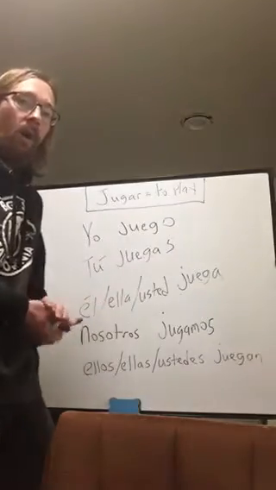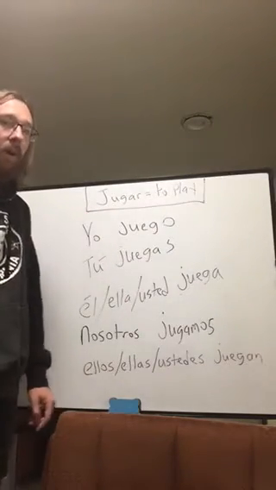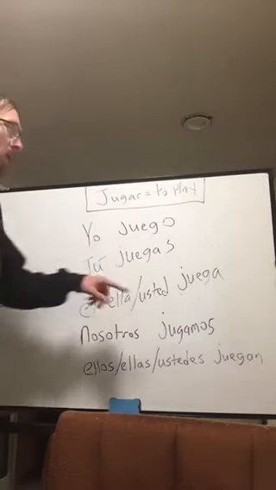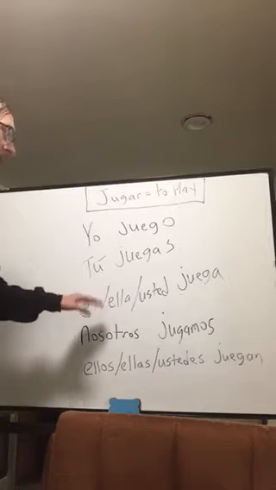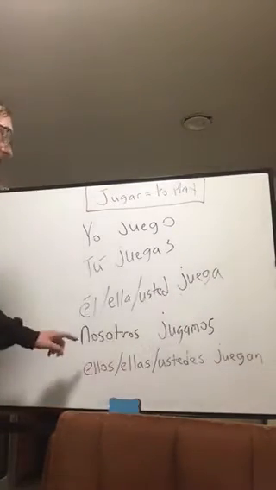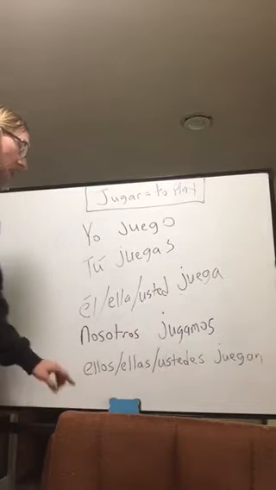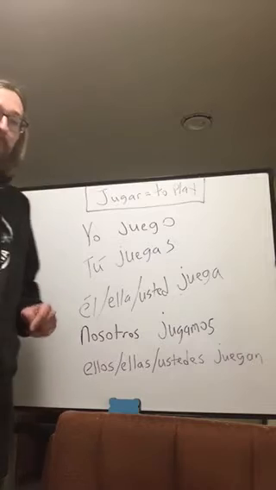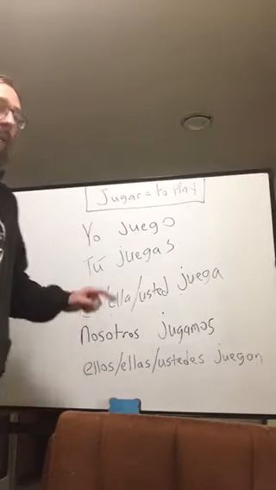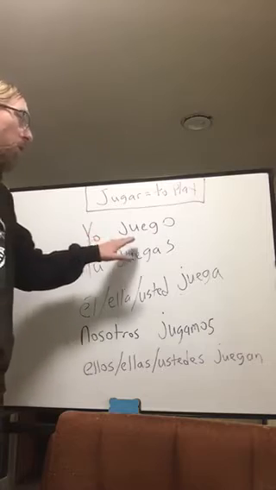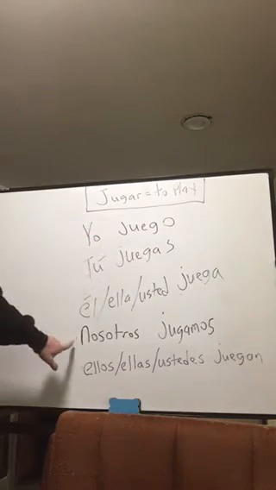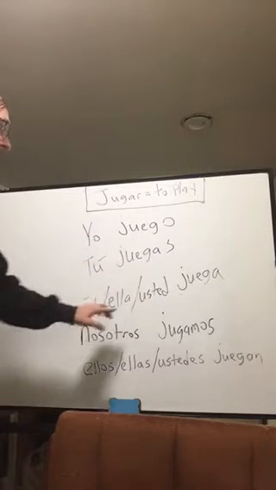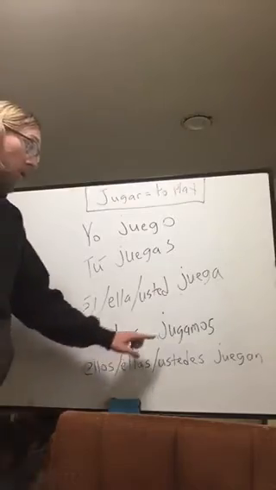Okay, so jugar means to play. And the conjugations of jugar are yo juego, tú juegas, él, ella, usted juega, nosotros or nosotras jugamos, and ellos, ellas, ustedes juegan. Now the thing that's important to notice about jugar is that the U changes to a UE in all of them except for nosotros. So J-U-E, J-U-E, J-U-E, but then when we get to nosotros, it's just J-U.